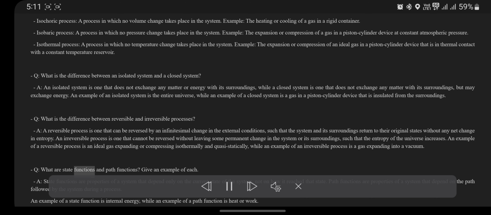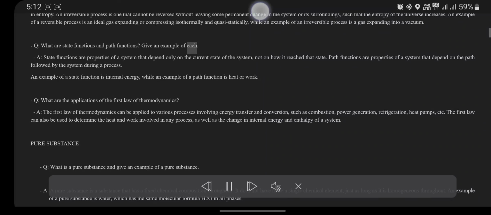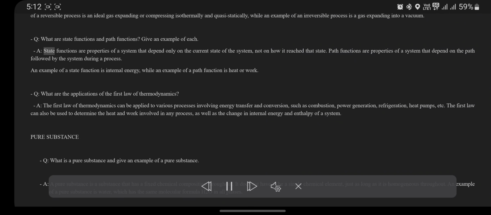Question: what are state functions and path functions? Give an example of each. Answer: State functions are properties of a system that depend only on the current state of the system, not on how it reached that state. Path functions are properties of a system that depend on the path followed by the system during a process. An example of a state function is internal energy, while an example of a path function is heat or work.